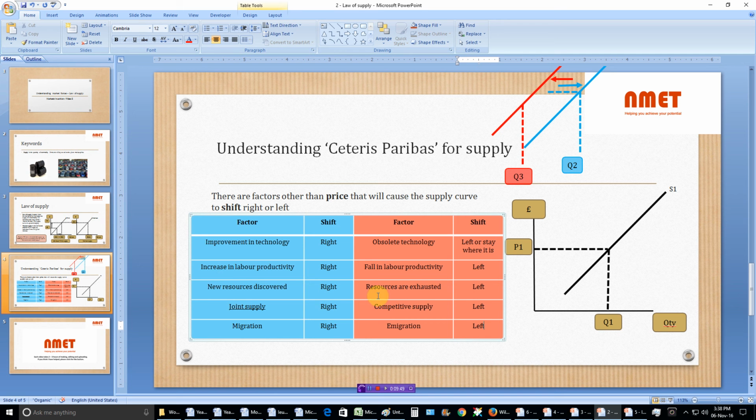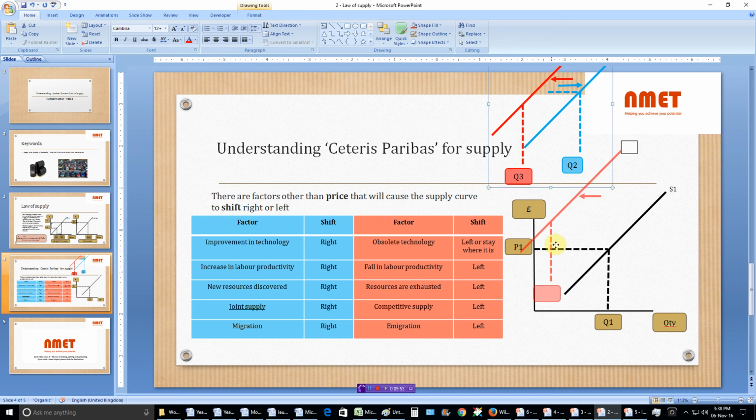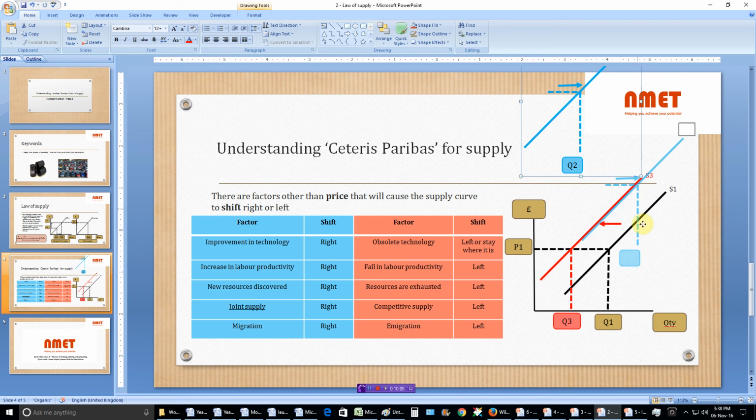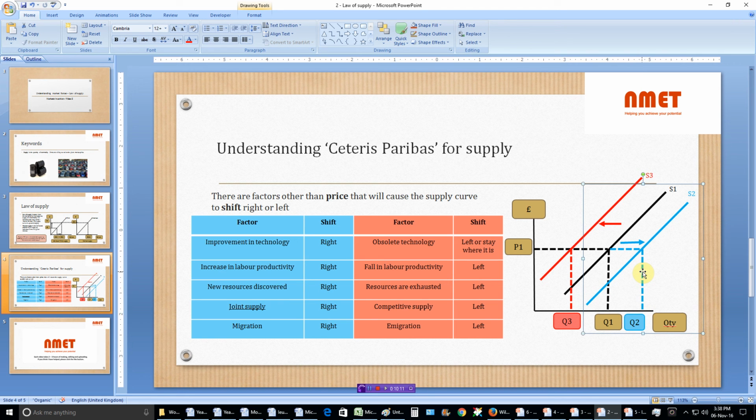And what I've done over here is, with the red, to show the shift of supply to the left, we can use this. And to show the supply to the right, we've got the blue supply curve. Any questions?